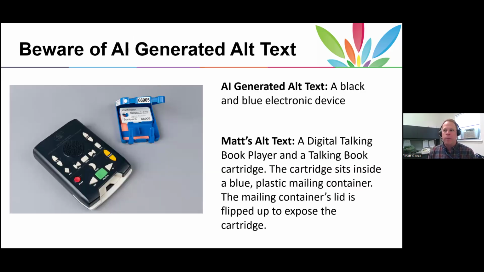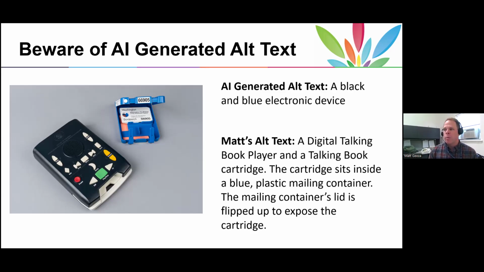Here's an example of why we want to beware of AI generated alt text. And here I'm really talking about the Microsoft AI generator for alt text. It came up for the image that is on the screen. It's a digital talking book machine that has a black or bluish black case with multicolored buttons, and sitting alongside of it is a talking book cartridge. The cartridge is sitting inside of a hard plastic mailing container, and that mailing container is open, and it opens like a clamshell.